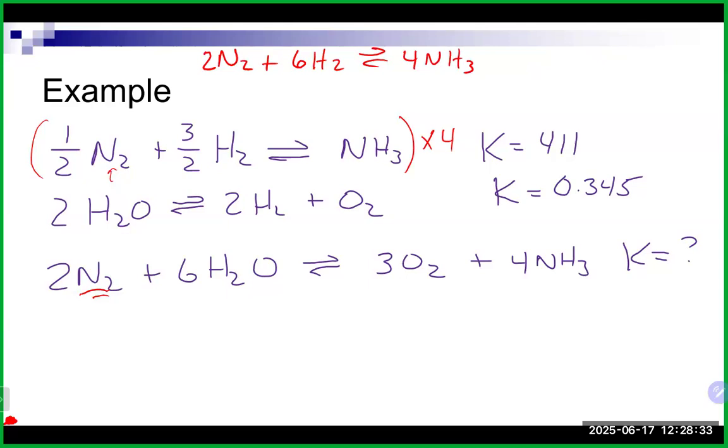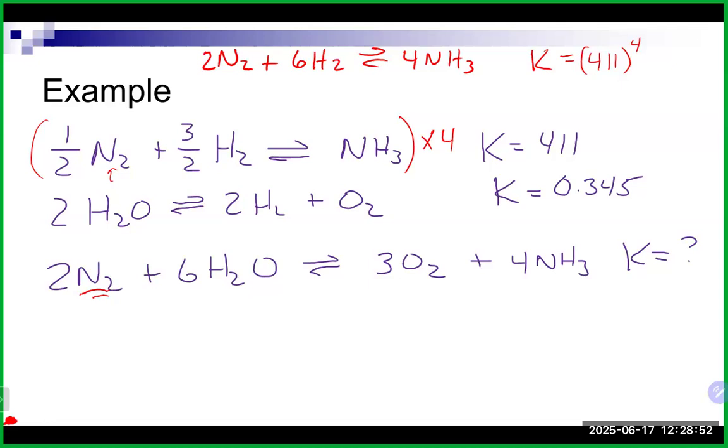In this case, because I multiplied by a common number of 4, I will have to take my K value to the 4th power. Again, we're not going to multiply the K by 4. We need to actually take it to the 4th power. Any questions on that one there?